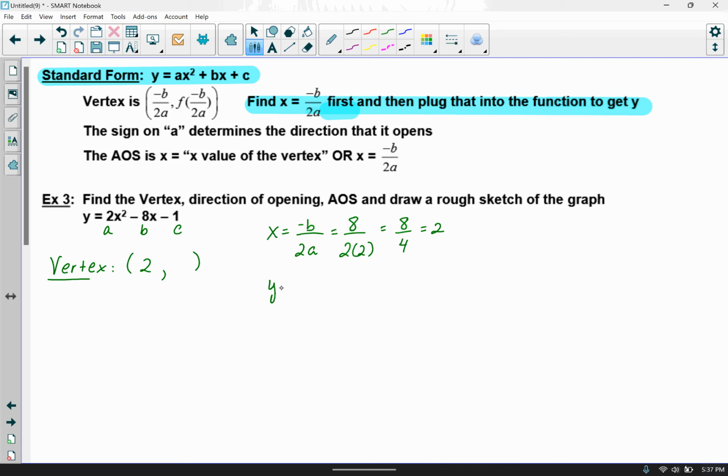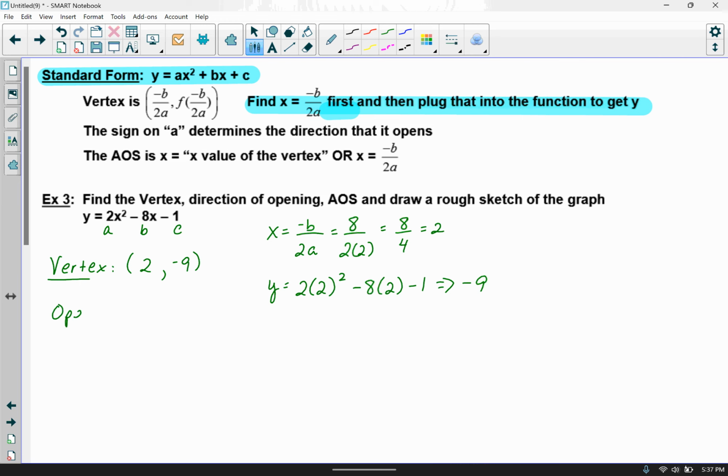To find y, just go to your function. Everywhere you see an x, plug in 2, the x value of your vertex. If your x had been a negative 5, then everywhere I saw an x, I would have plugged in negative 5. So this will be 2 times 2 squared minus 8 times 2 minus 1. You should be able to type that in your calculator all at one time and land at negative 9. So there's my vertex, 2, negative 9.